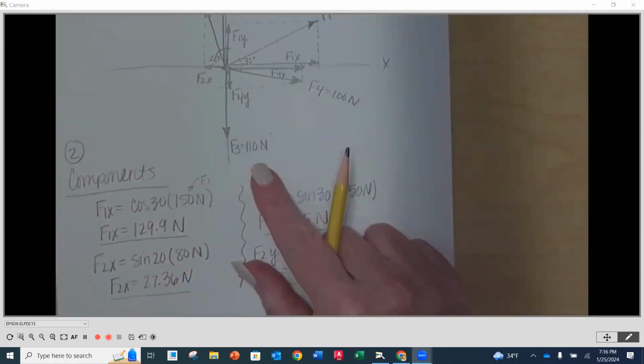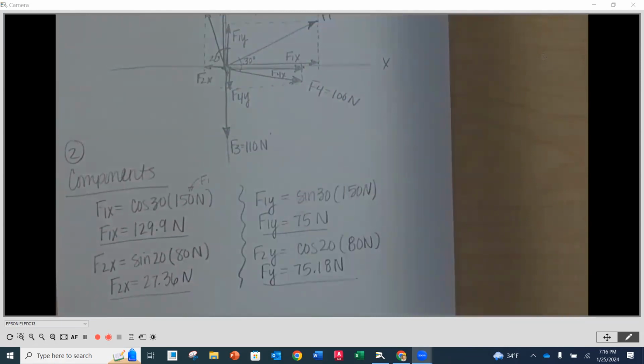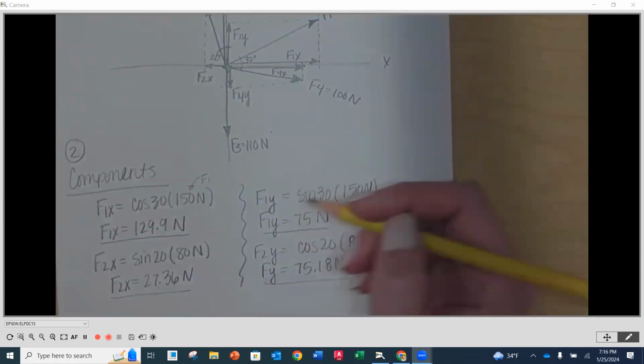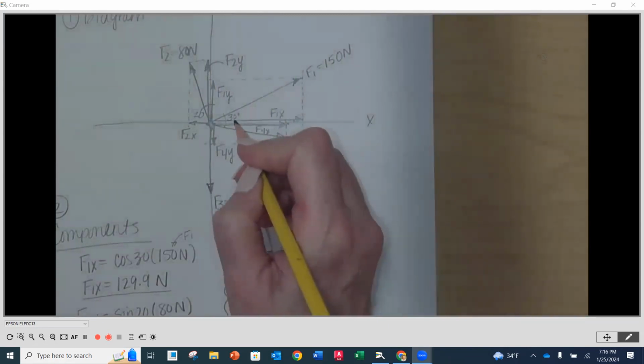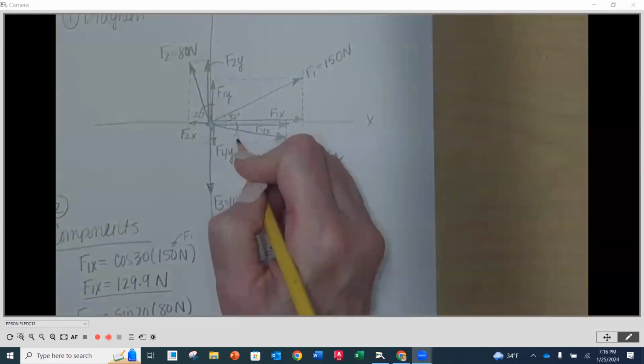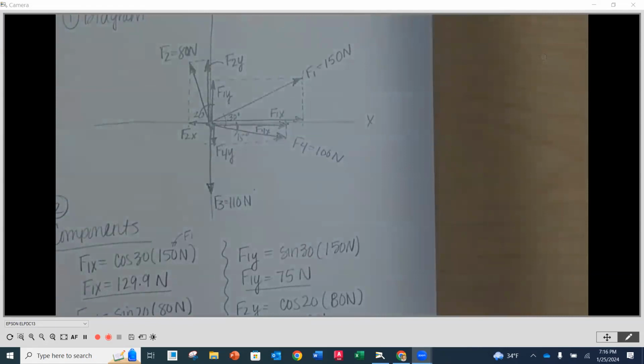Okay, now F3, we're not going to even do components because it's already on the y-axis. So we're going to skip over F3 and we're going to go to F4. Okay. So F4, 15 degrees right here. Okay, it's a small little angle. I forgot to put it in there, 15 degrees.